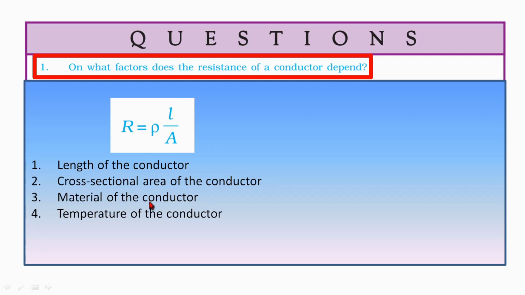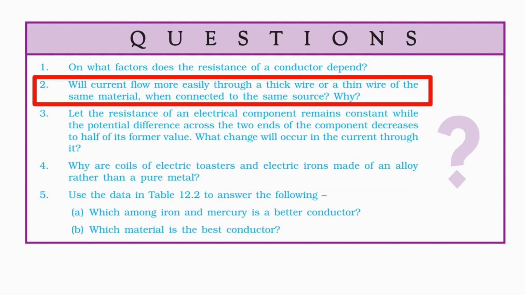Yes, and another important thing is the temperature of the conductor. All the values of rho given in that list were at standard temperature, 20 degrees Celsius. If the temperature varies, the atomic structure inside the wire also changes, and the resistance of the wire, the resistance of the metal, also changes.